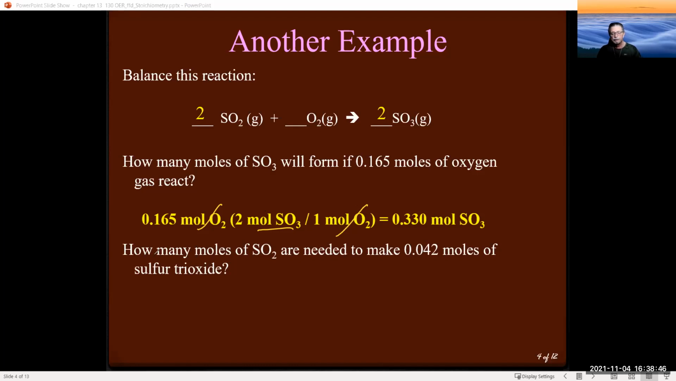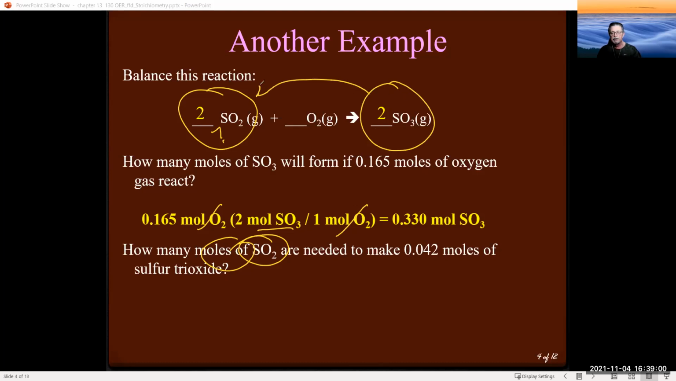Now we're being asked how many moles of sulfur dioxide are needed to make 0.043 moles of sulfur trioxide. So now we're looking at that relationship. How many moles of that do we need to make 0.042 moles of sulfur trioxide?